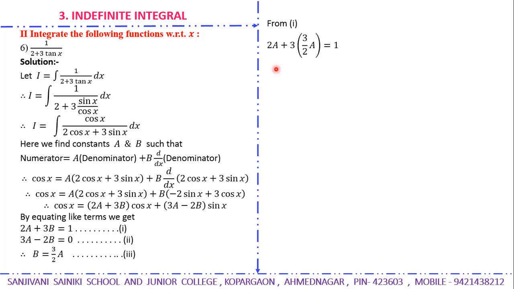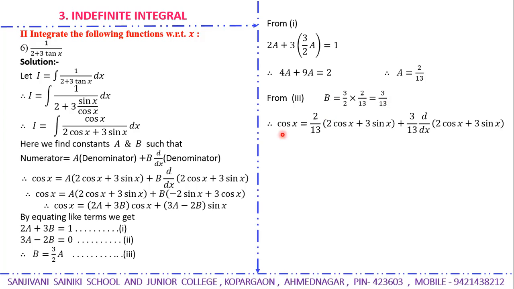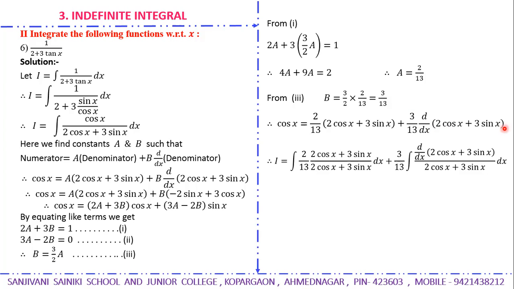So after simplifying equation number 1, we get a is equal to 2 upon 13. So we put this a is equal to 2 upon 13 in equation number 3. We get the value of b as 3 upon 13. So from these two values, I can write the numerator cos x as 2 upon 13 times (2 cos x plus 3 sin x) plus 3 upon 13 times d by dx of (2 cos x plus 3 sin x).